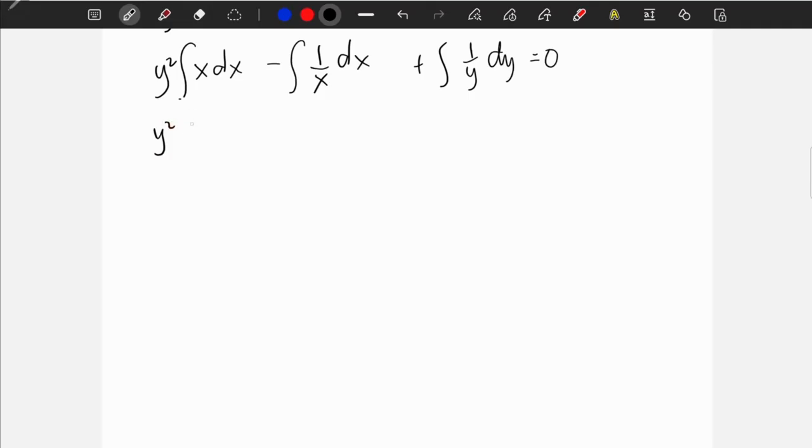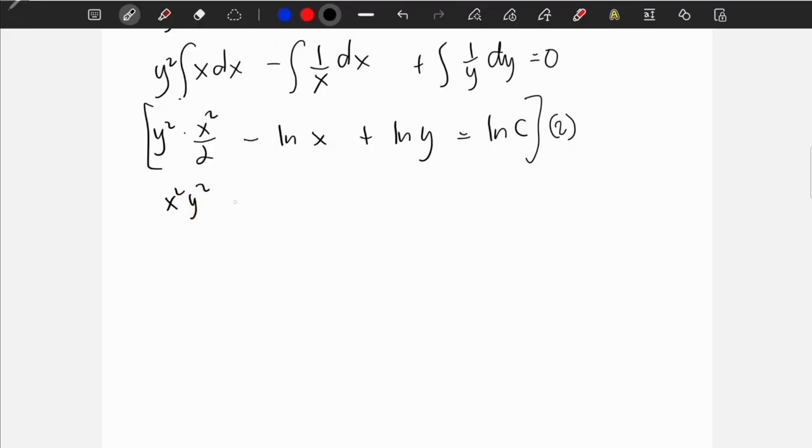Copy y squared. Integral of x dx is x squared over 2. The integral of 1 over x dx is ln x. The integral of 1 over y dy is ln y. And we add ln c. We multiply both sides by 2 to eliminate the denominator 2. So the result is x squared y squared minus 2 ln x plus 2 ln y equals 2 ln c.